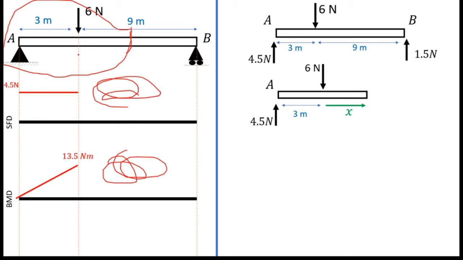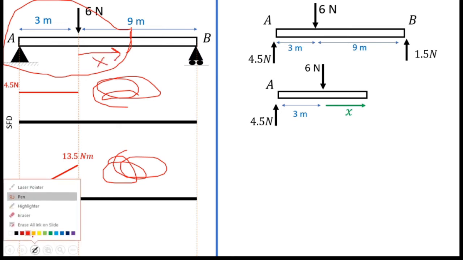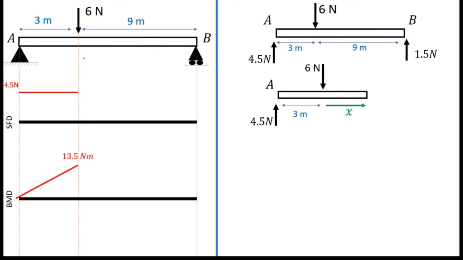Now I will mark the X from this point, so I will erase other things and mark X from this point. I clearly marked it here. You can see 4.5 is the support reaction, 6 Newton is the point load, and this 3 meter distance is given, and I marked X like this.